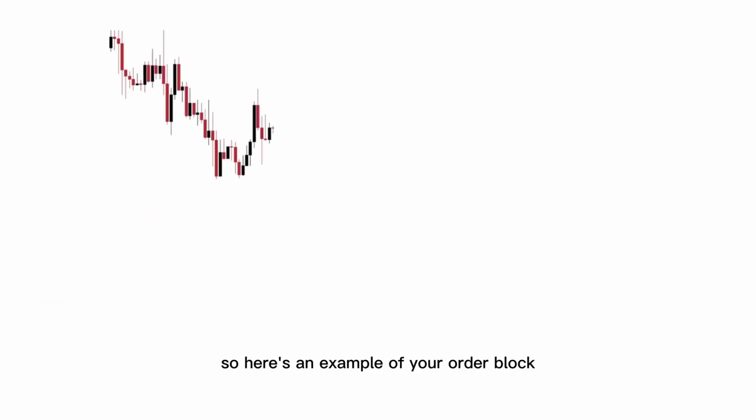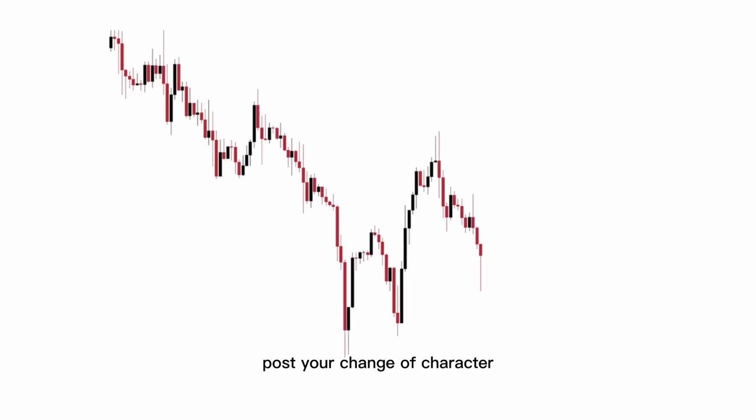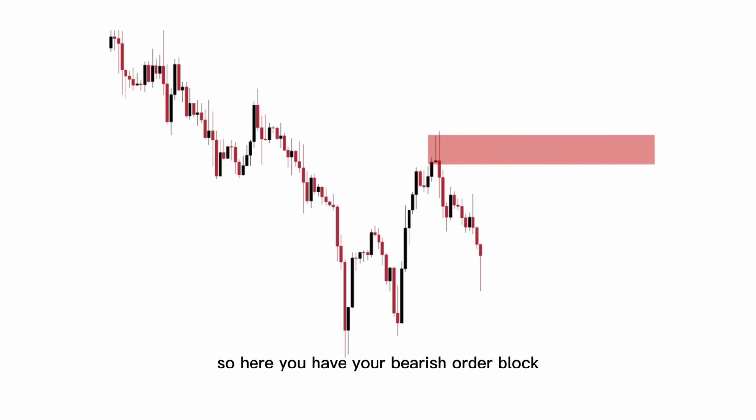So here's an example of your order block post your change of character. So here you have your bearish order block, and this order block occurred after your major structure break. So what does this major structure break indicate? It indicates that price no longer wants to be bearish and is trying to find more buy orders to start a bullish cycle. So selling into this would be going against all the buying orders.